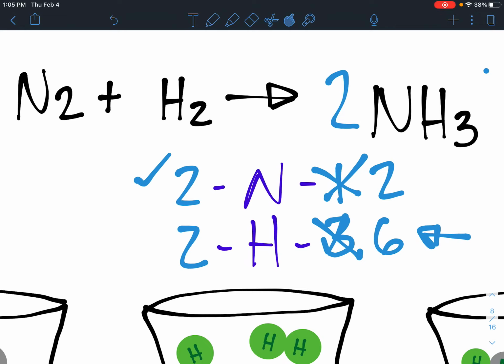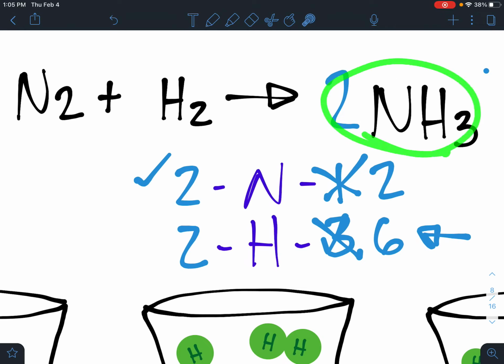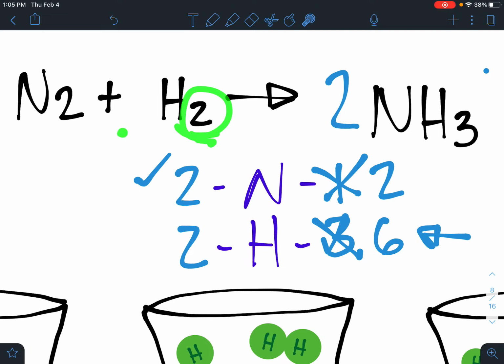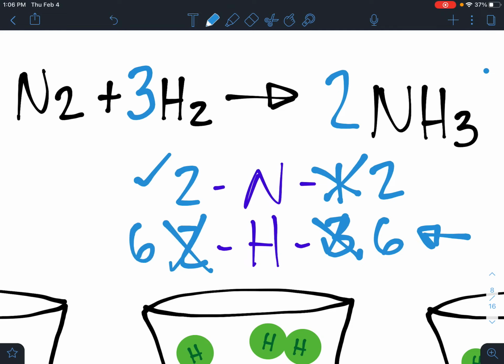So now our nitrogens are balanced, but our hydrogens still need some help. There are 6 on the right-hand side of the equation, but there are only 2 on the left. So here you want to think, what times 2 should be our coefficient? If there are 6 hydrogens on the right-hand side, then what times 2 equals 6? And the answer is 3. If we have 3 H2 molecules, then that equals 6 hydrogen atoms total. So that changes this number to 6, and now our hydrogens are balanced.